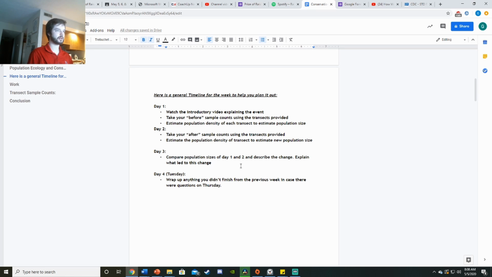Thursday, day 3, I would try to have all your data collected, and that would be the day that I would try and spend on wrapping stuff up and reflecting, making sure that everything is filled out nice and neat, make sure you've got all your work done, make sure you've got your tables filled out, and then write your paragraph, write your reflection saying, here's what we saw, here's why this happened. Make sure you answer those 4 questions.